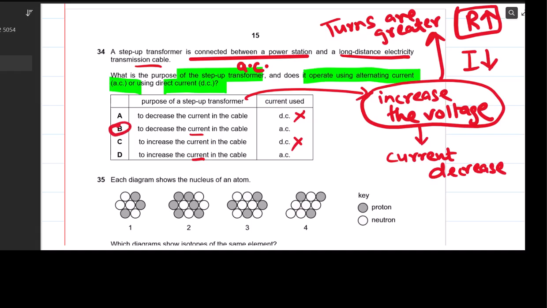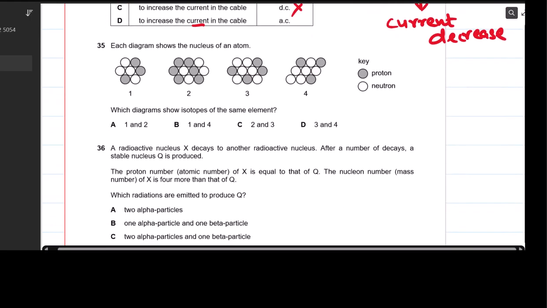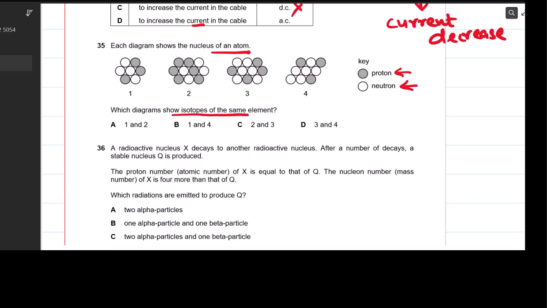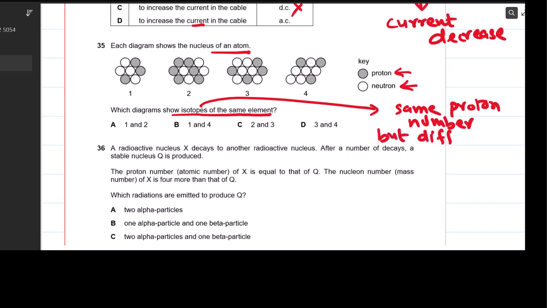Each diagram shows the nucleus of an atom. You can see the diagram. Gray is proton, white is neutron. Which diagram shows isotope of same elements? Isotopes mean same proton number but different nucleon number. So we have to see which one is having same proton. So 1, 2, 3, 1, 2, 3. So 1 and 4. So this is B option. Okay, moving to next.